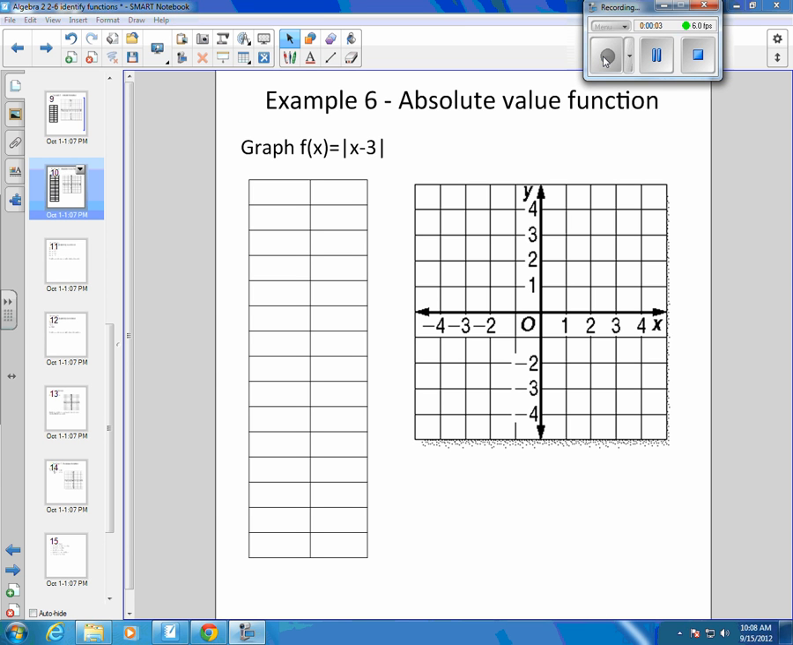Okay, Algebra 2, this is section 2.6, example 6, absolute value functions. This one might be a little bit longer of a video because I'm going to show you some calculator stuff with this. So I'm going to plug in some values for my x here.